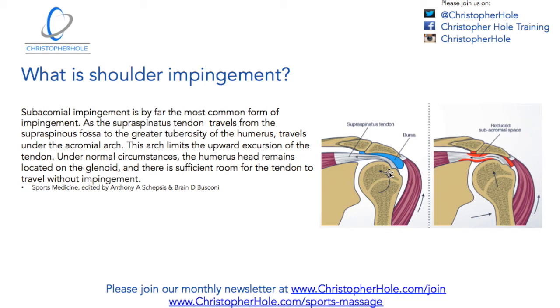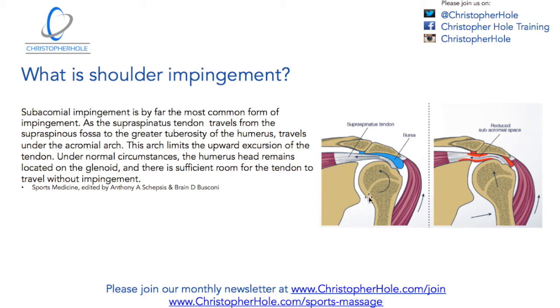Now, as we lose the space, so as we use our arms or our shoulders incorrectly, this space gets lost. And if we do that repeatedly over a period of time, the tendon here becomes inflamed, and then it starts to create pain, and then it starts to create immobility, or we stop using it as effectively as we could. The shoulder becomes tighter, and then that downward spiral starts to take effect. So under normal circumstances, the humerus head remains located on the glenoid, and there is sufficient room for the tendon to travel without impingement.